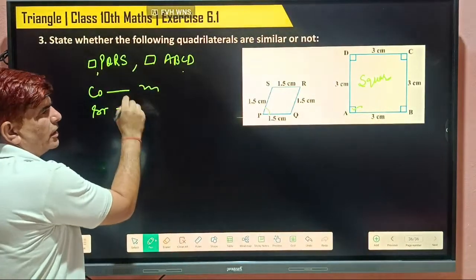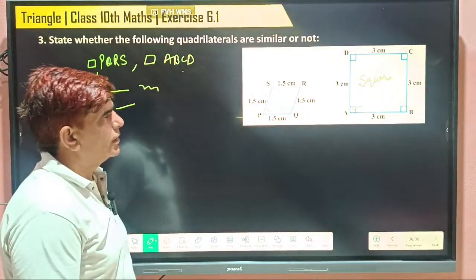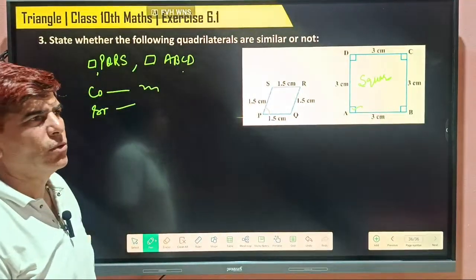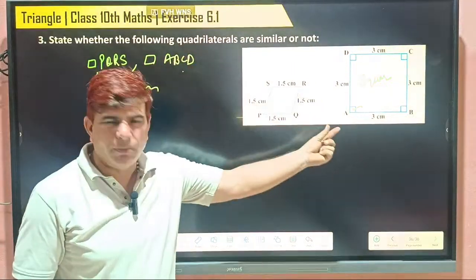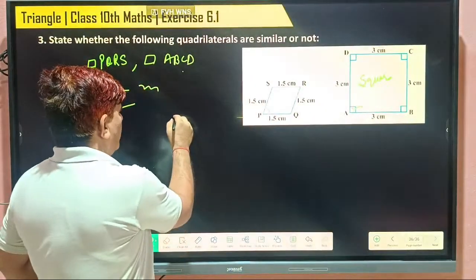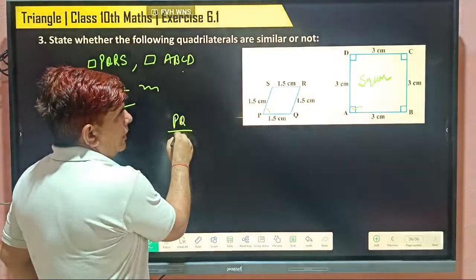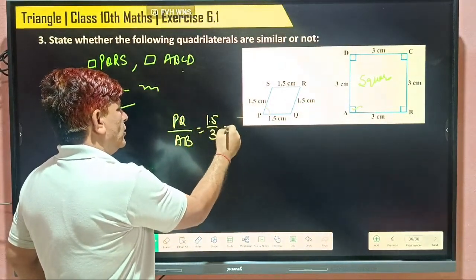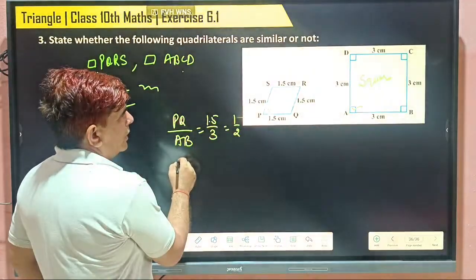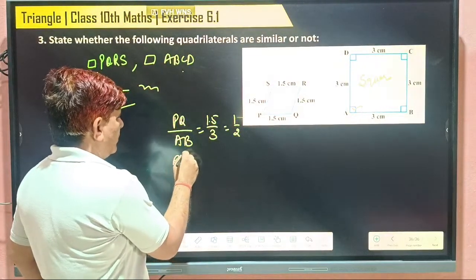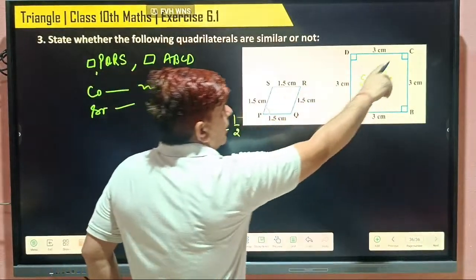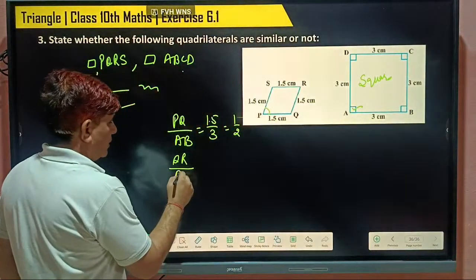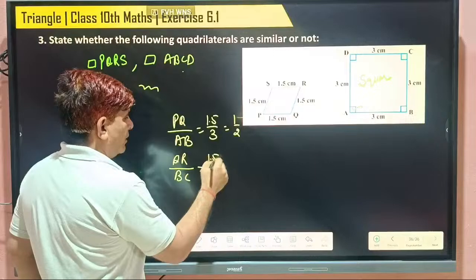Corresponding sides are in the same ratio. Look here one time: PQ by AB is equal to 1.5 by 3, which means 1 by 2. Then we can take QR by BC, this is also 1.5 by 3.